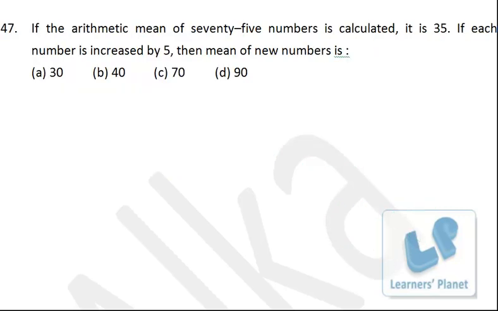If the arithmetic mean of 75 numbers is calculated, it is 35. If each number is increased by 5, what is the mean of the new numbers? No need to go for any sort of paperwork. If each number is increased by 5, then according to the property of arithmetic means, the mean will also increase by the same amount. So initially it is 35, now the new mean will be 35 plus 5, that's 40.